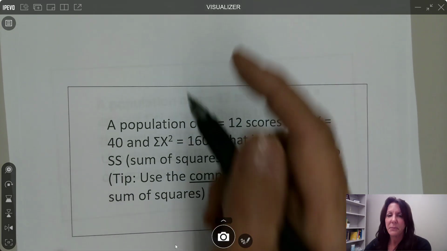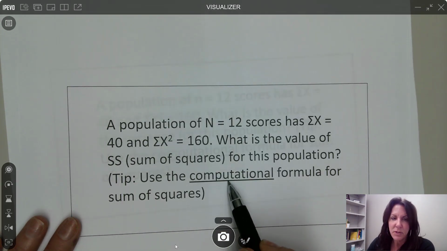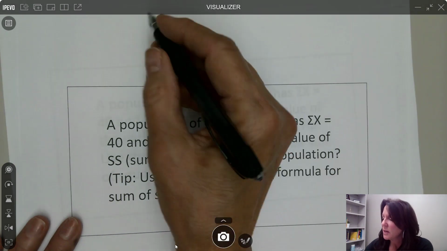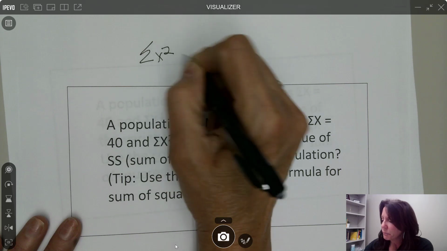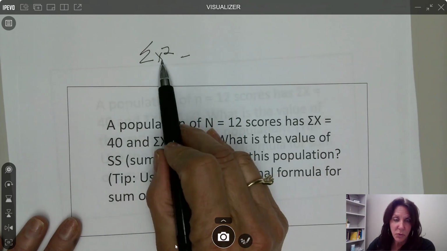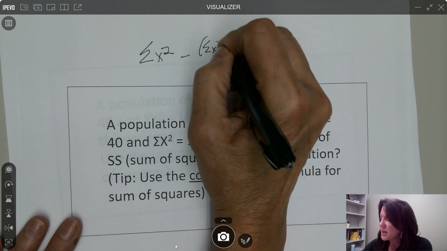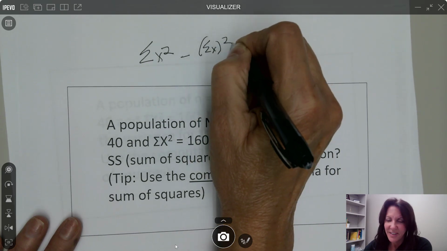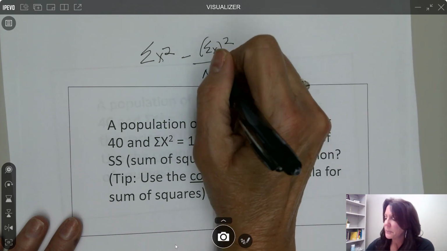All right, here we go. So I have to write the computational formula down first. This is in your readings, it's in your PowerPoint, it's in the videos, but it's basically the sum of the squared scores minus the sum of the scores squared divided by, and this is a population, divided by n.